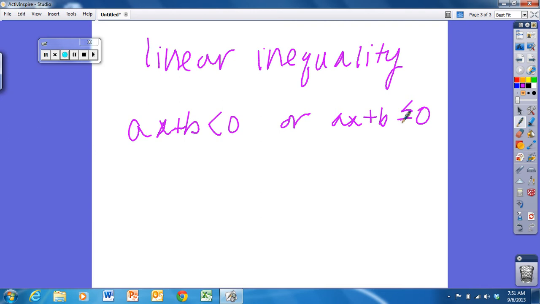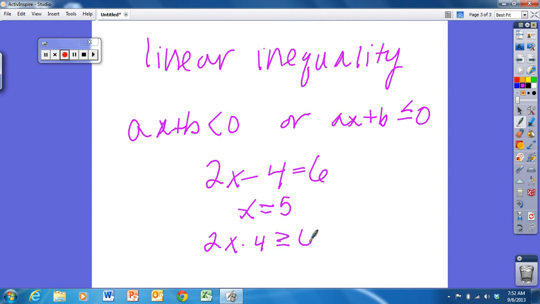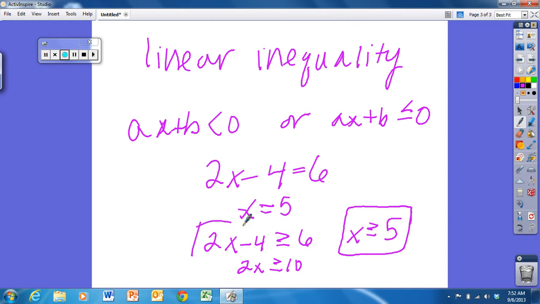Now, there are infinitely many solutions to a linear inequality. Let me explain. If I gave you the equation again, 2x minus 4 equals 6, you know that x equals 5 because you add 4, divide by 2, x equals 5. There's only one possible solution. But if I say that 2x minus 4 is greater than or equal to 6, then when you add 4, you end up with 2x is greater than or equal to 10, and then you divide by 2 and x is greater than or equal to 5. That means any number bigger than 5 will make this statement true.